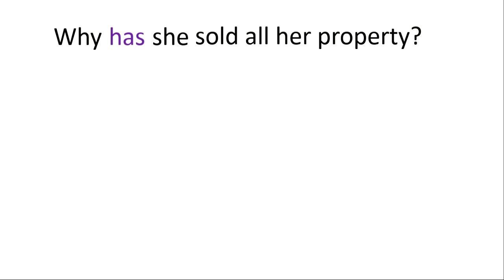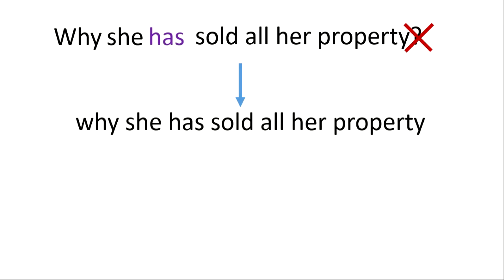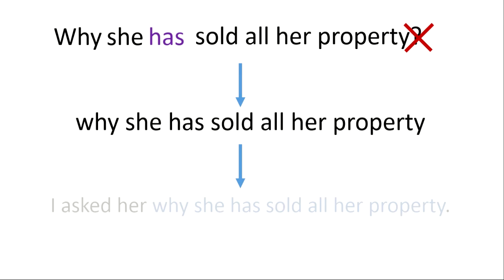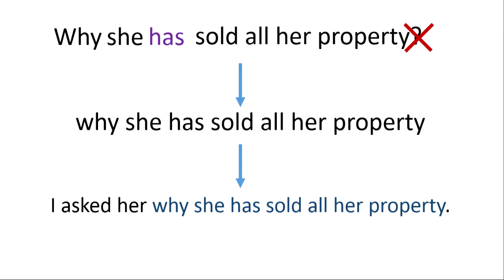Now, in this sentence, we have has as the auxiliary verb, and it is in present perfect tense. This is the same as is, am, are. The grammar for that is the same. So as usual, we get rid of the question mark, we swap the auxiliary verb and the subject, and we have this noun clause. Then, if we put it in this sentence, it is the object of the final sentence. I asked her why she has sold all her property.